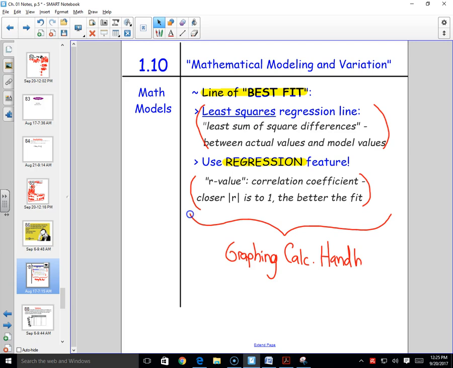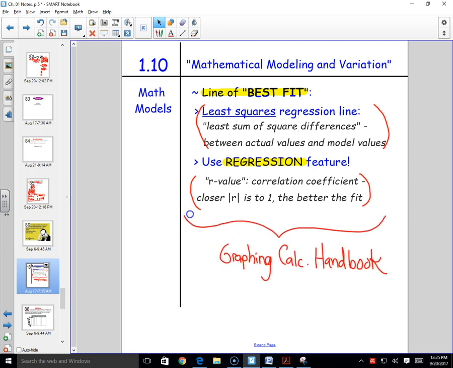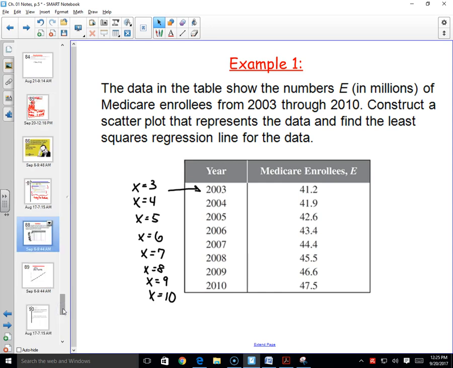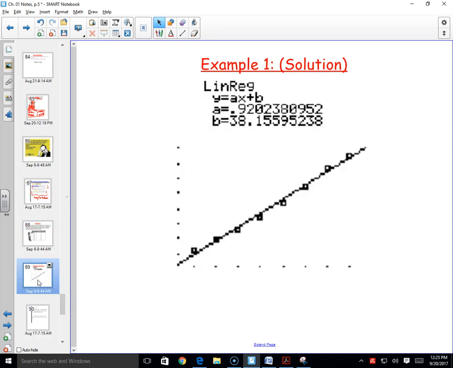So I shouldn't really need to take a lot of time to review because I know you have the handbook, and in the handbook it walks you through how to. I know you're writing. I'm just going to distract you for 1 second. The handbook's going to remind you, ready? Pause. How to take a table and put it in your lists. How to take those tables in the list and go ahead and get a scatter plot and find a linear regression, the line of best fit, and to graph it.